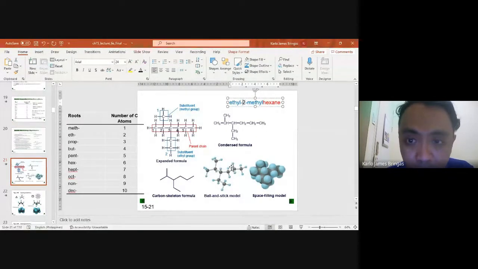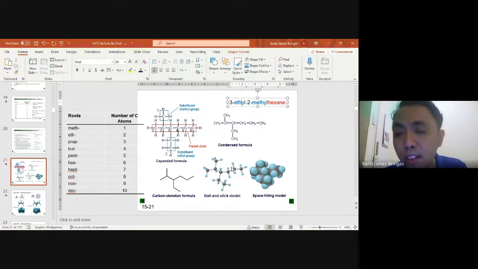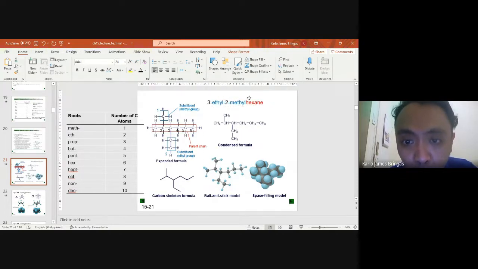So this time, we have to put another number before ethyl. So this is 3-ethyl. And ito na ngayon ang complete name ng compound na ito. So this one is 3-ethyl 2-methyl hexane. So that is our compound right over here. So that is the Lewis structure for this one.